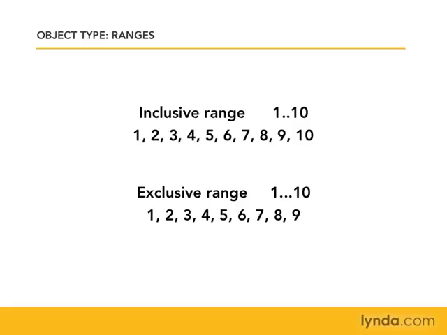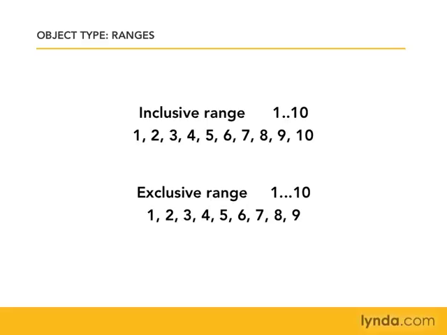That's how it works. It's just the first number and then either 2 or 3 dots, depending on which one you want to use. Inclusive would be the numbers 1, 2, 3, 4, 5, 6, 7, 8, 9, 10. Exclusive range would be 1, 2, 3, 4, 5, 6, 7, 8, 9. It would exclude the last value. So it would be 1 up to but not including 10.